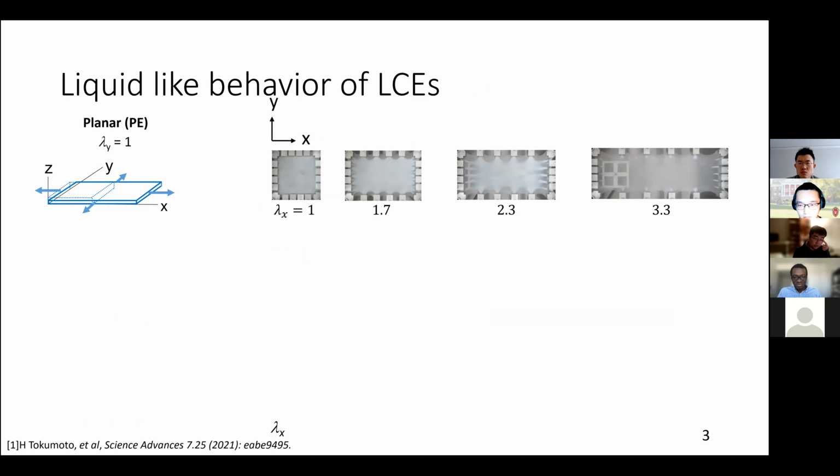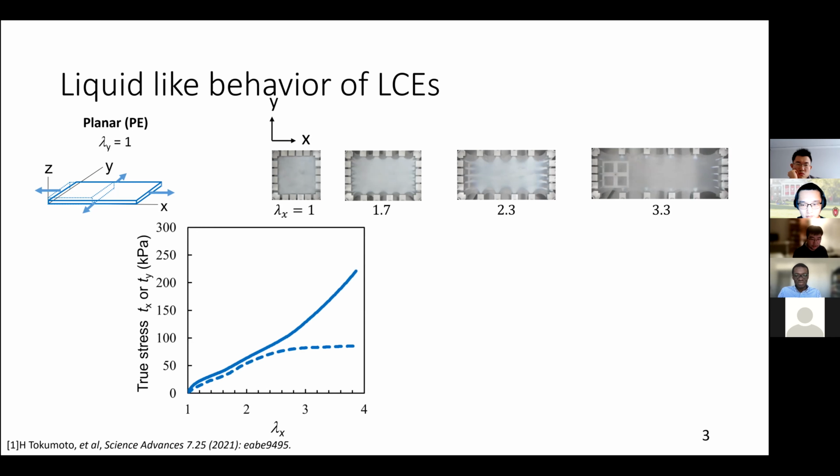So what they do is start with a liquid crystal elastomer sheet, hold the y direction fixed, and then gradually stretch in the x direction. So here are some snapshots of the elastomers during the stretching.